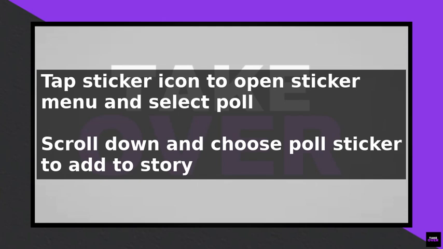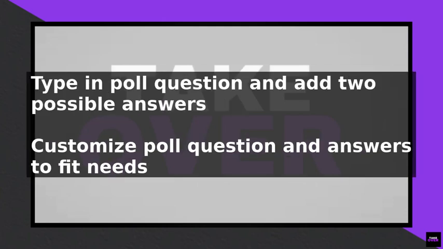Once you have set up your poll, tap the Done button to save it. You can then resize the poll sticker and move it around on the story to position it as desired. Finally, tap the Send to button to share your story with your followers. As people vote in your poll, you will be able to see the results in real time.